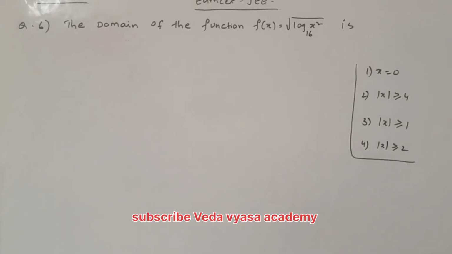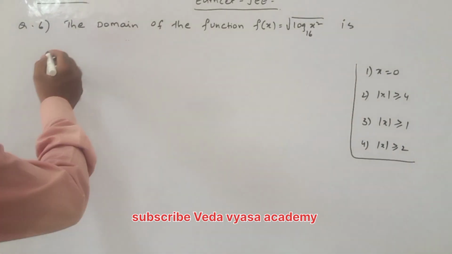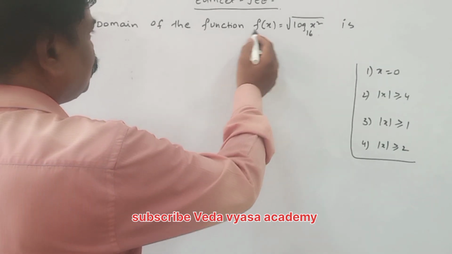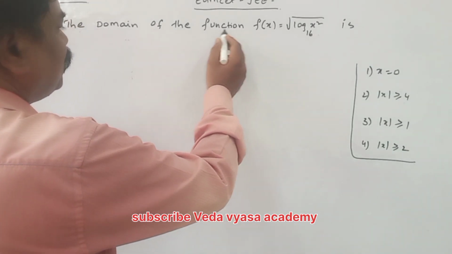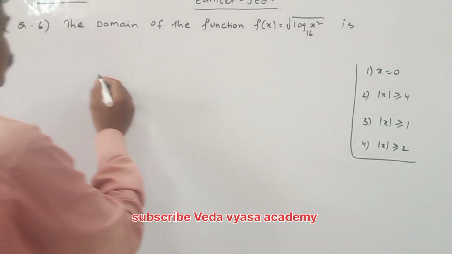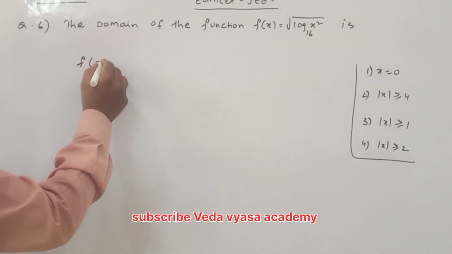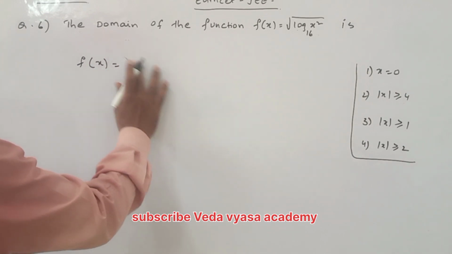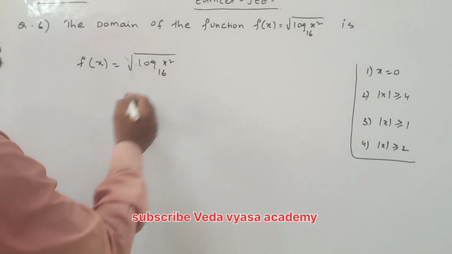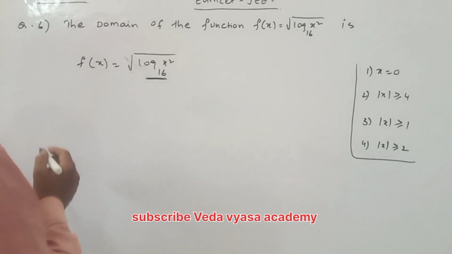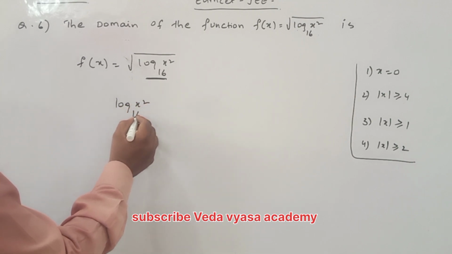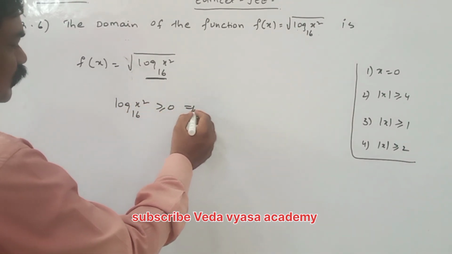Here we have one more problem on functions. The domain of the function f(x) = root over log of x square to base 16. Here f(x) = root over log x square base 16. This should be greater than or equal to 0. So log x square base 16 is greater than or equal to 0.